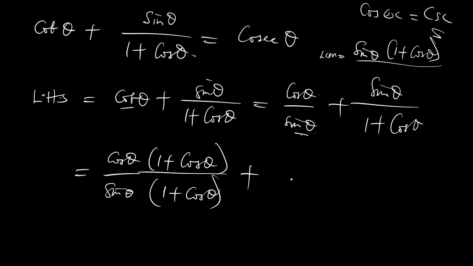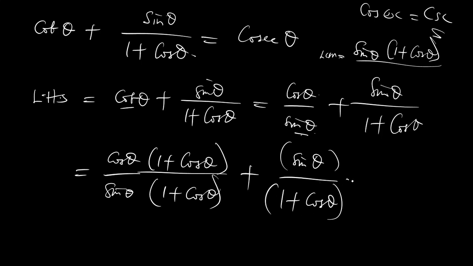So plus, now you have sine theta divided by 1 plus cos theta. For us to also make the denominator the same, we multiply by sine theta, because you have this, which is this. So you multiply it with the one you don't have, which is sine theta. You multiply the numerator with sine theta, you also multiply the denominator with sine theta. So that is what we have now.